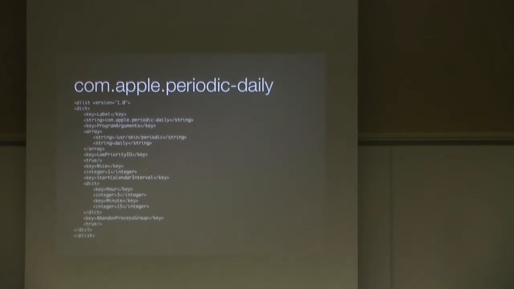That's not too bad. So this is Apple's periodic daily launch daemon. So in their ProgramArguments, they call periodic, and ProgramArguments are separated. So what you would separate by space on the command line, you separate as individual strings in ProgramArguments. And then what I wanted to show was in StartCalendarInterval, they have Hour set to 3 and Minute set to 15. So this script would run at 3:15 every day.